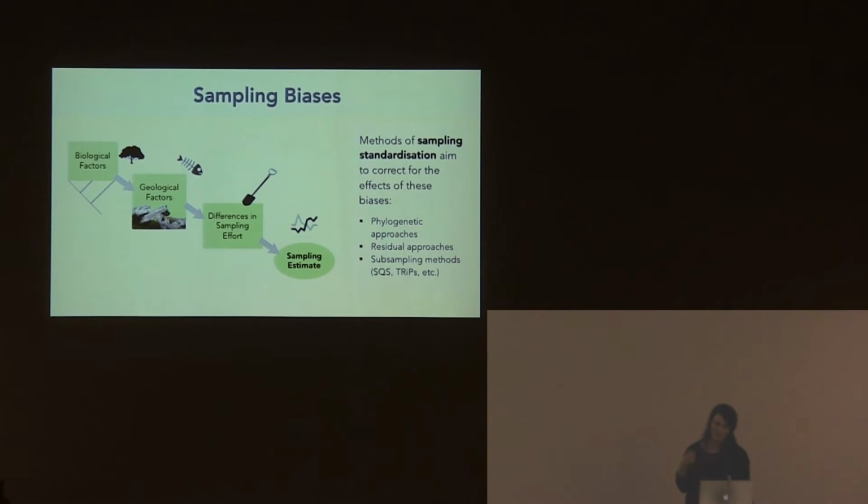John went a good way in describing exactly how we can go and correct for this. There are different approaches, so you can use phylogenetic approaches, residual approaches, and we're going to be using, for the first time on our tetrapod data, subsampling methods, and we're going to focus on SQS.